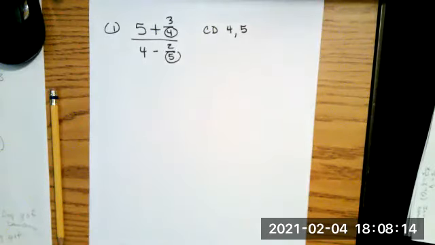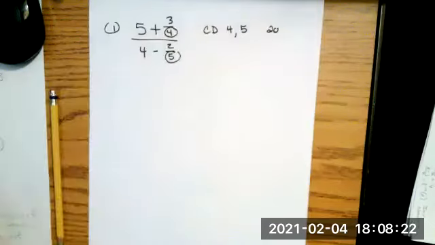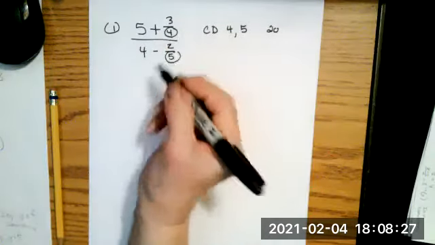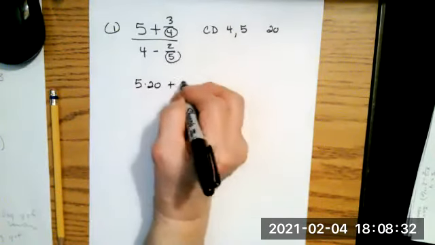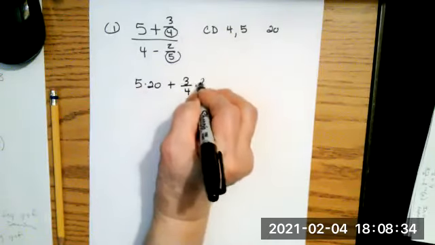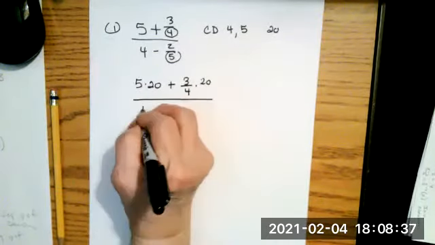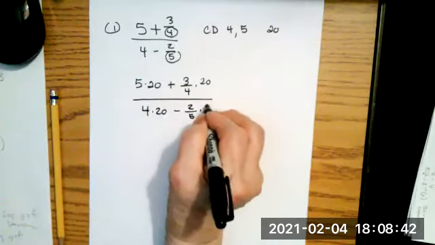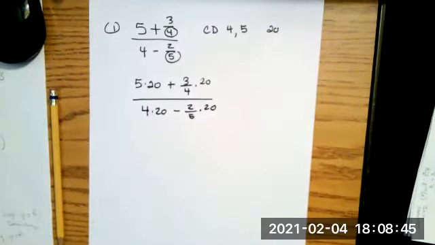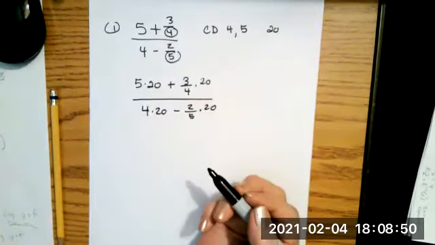And you want to think larger. So 4 won't go into 5, but 4 times 5 is 20. So 20 would be a good number to use. Then each part of your fraction, you multiply by that 20. So it's 5 times 20 plus 3/4 times 20 over 4 times 20 minus 2/5 times 20. Okay? All right. Sometimes people forget to multiply by those whole numbers.